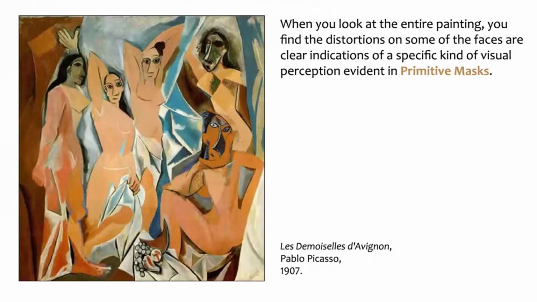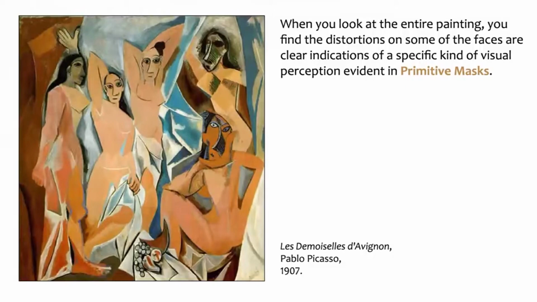Particularly when you look at this whole painting called Les Demoiselles d'Avignon, the famous and the first cubist painting painted by Pablo Picasso in 1907, you find that the distortions on some of these faces are clear indications of a very specific kind of visual perception evident in primitive masks. In some figures in this painting, you can see the style is evidently Picasso's own style.